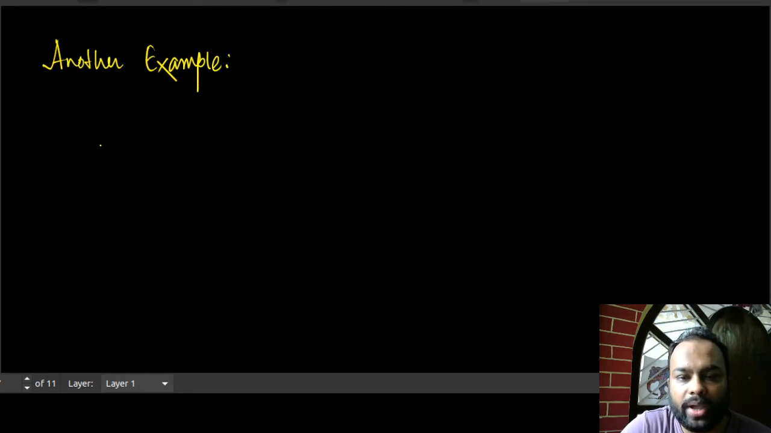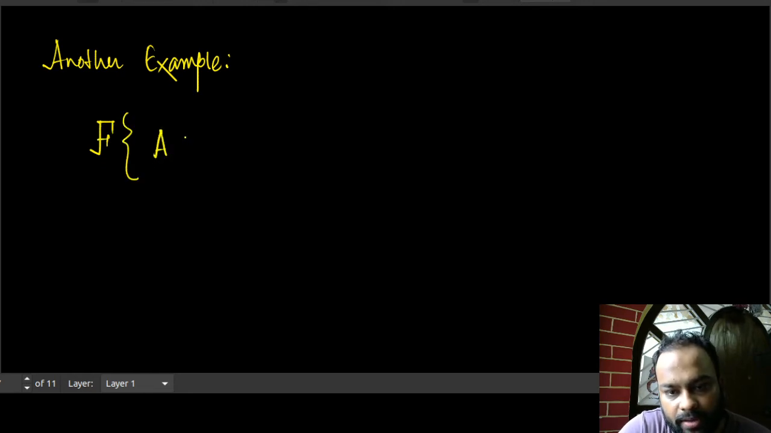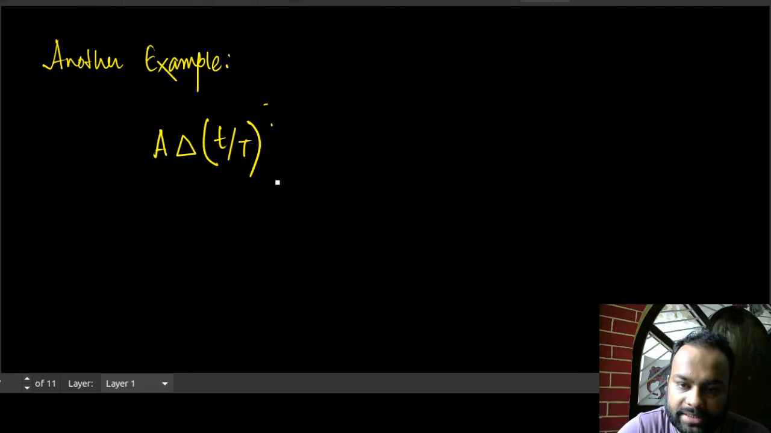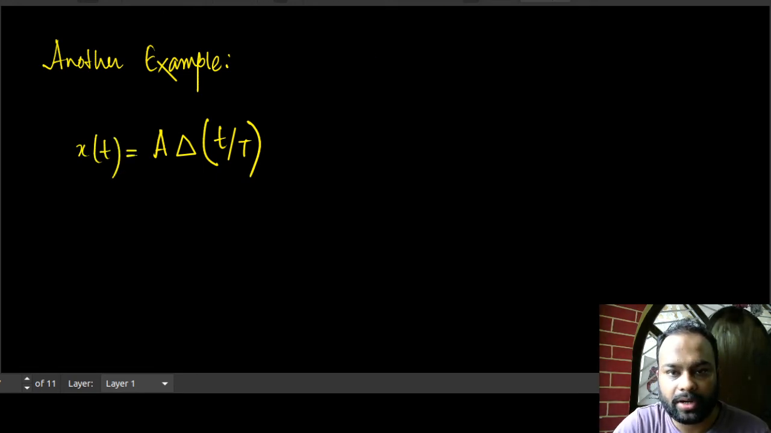Okay, so now we are calculating the Fourier transform for this signal, a triangular pulse, t by T. Now let me draw this signal for you. Okay, so this is my x(t) for the next example. It's a triangular pulse, so let me draw that.